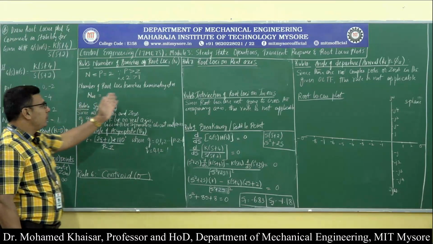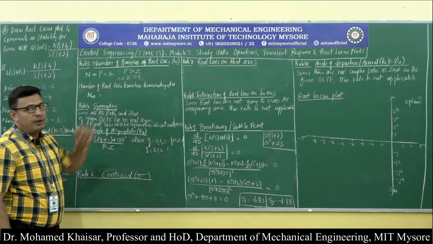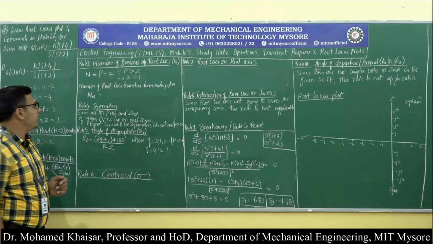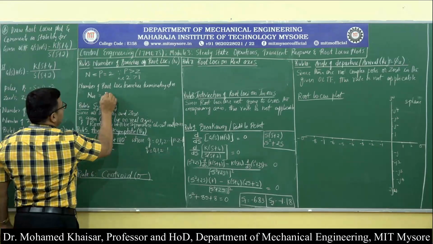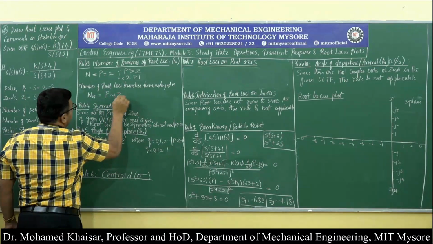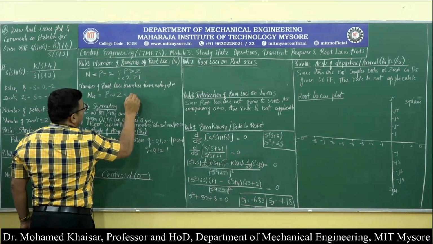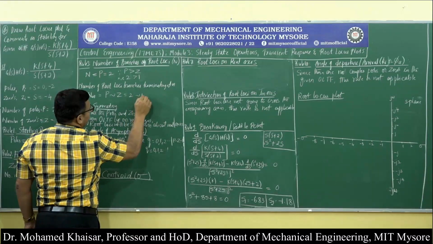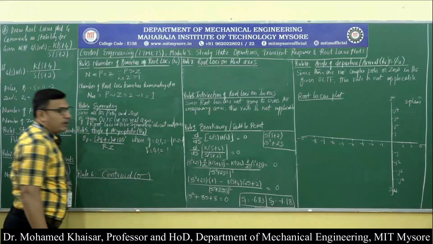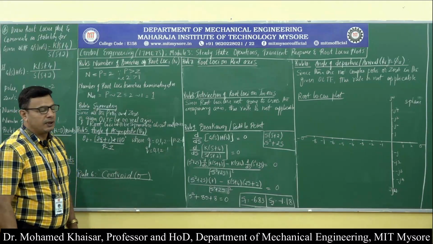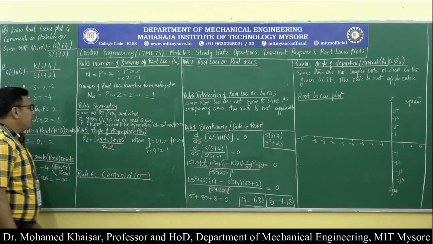The number of branches of root loci terminating at infinity. How many branches of root loci terminate at infinity? So n infinity is given by P minus Z, and we know that the number of poles is 2 and the number of zeros is 1. So 2 minus 1. That means the number of branches of root loci terminating at infinity will be 1.